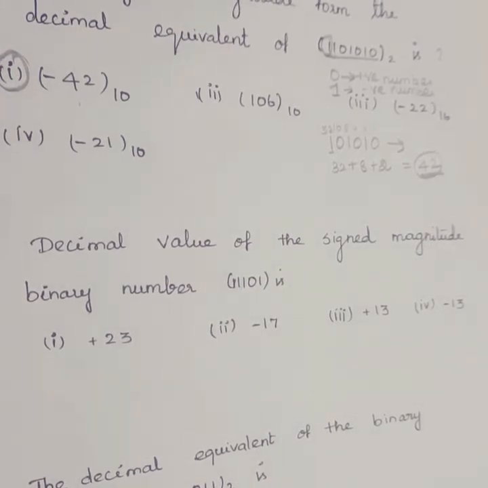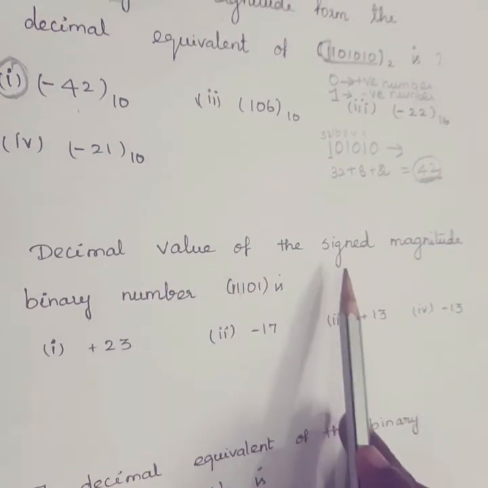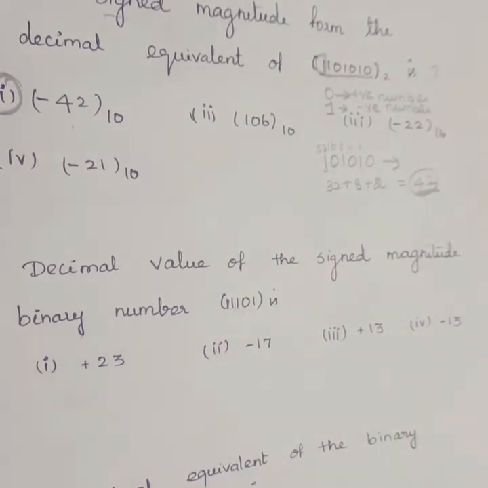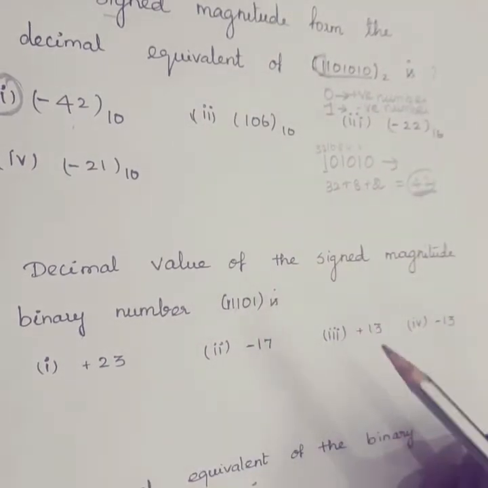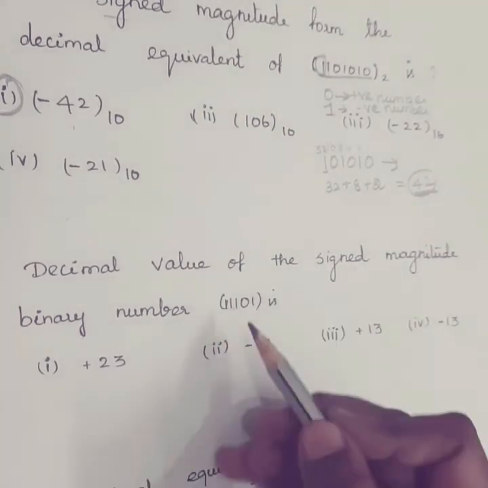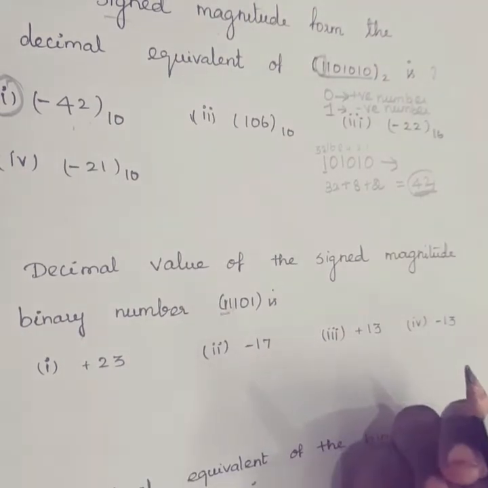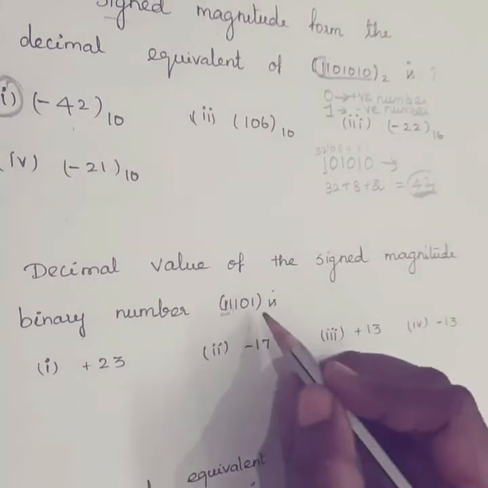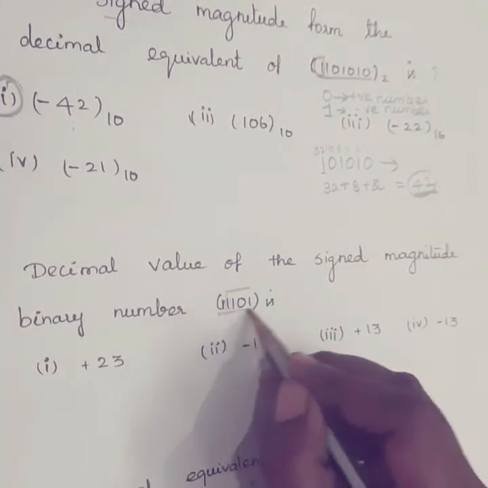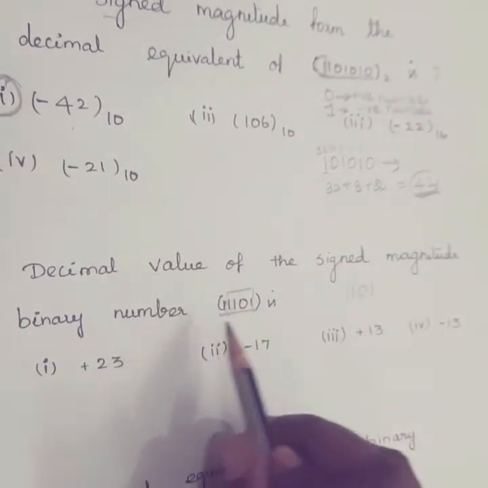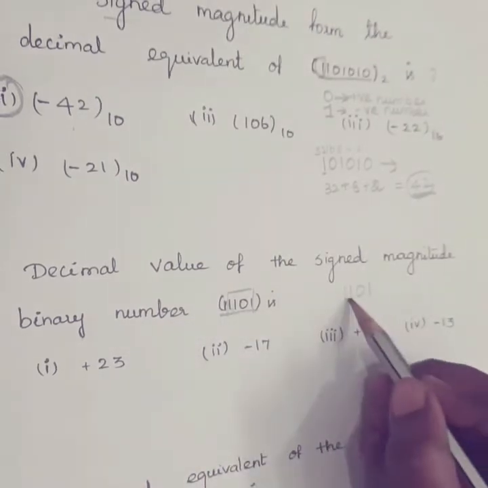So next question, the decimal value of the signed magnitude binary number 11101. It is also the same type of problem. In sign magnitude form, the first bit, the most significant bit, is the sign bit, and here it is 1, so the number is a negative number. Then take the other 4 bits, that is 1101. The first bit is a sign bit, you can leave that.